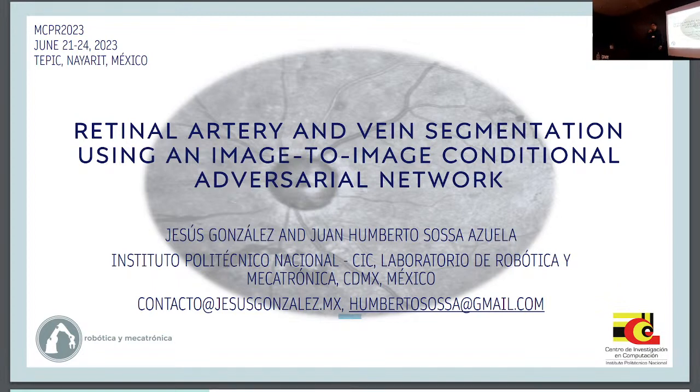I have been working many years on machine learning, but I realized that a great area of opportunity is to apply this knowledge in machine learning on healthcare. So in the last years I have been really interested in that, and that is the main focus of this paper. It is called retinal artery and vein segmentation using an image-to-image conditional adversarial network. Also, another important thing is that these kinds of neural networks are hot topics today, so it's interesting to apply them on healthcare.